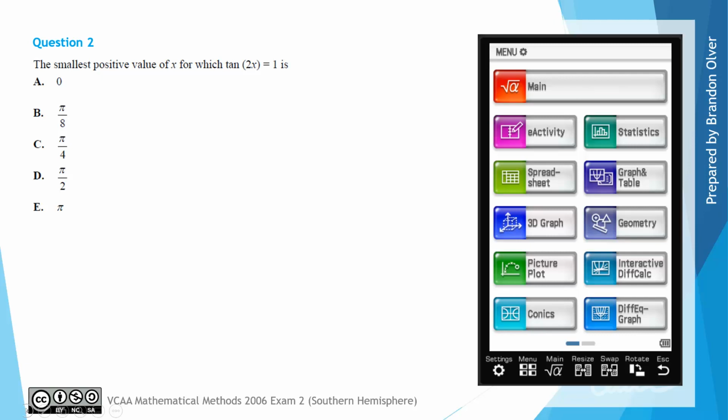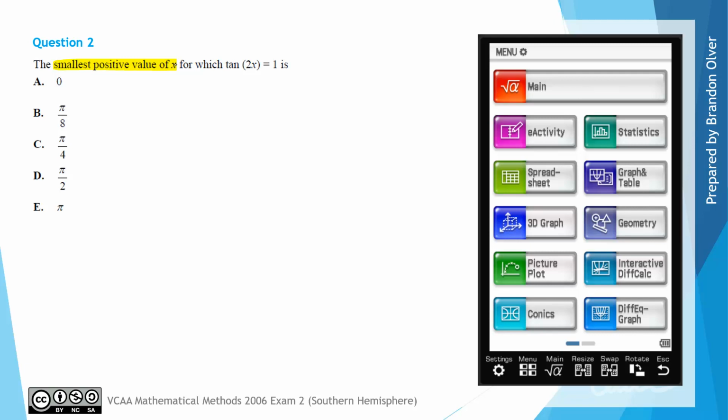So the question is, the smallest positive value of x for which tan of 2x equals 1 is one of the following. And it's really important to read that it's the smallest positive value of x. So there's going to be lots of values of x that satisfy this particular trigonometric equation, but we want to find the smallest positive one. So it can't be 0, but it's got to be the next solution that's positive from there.